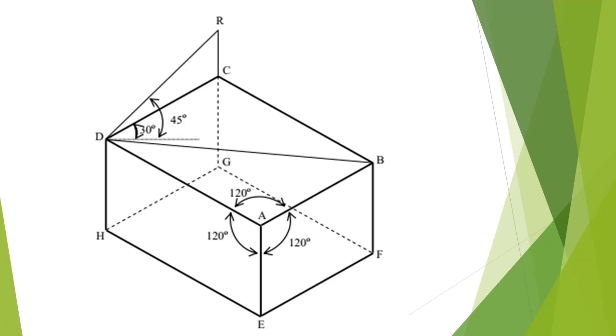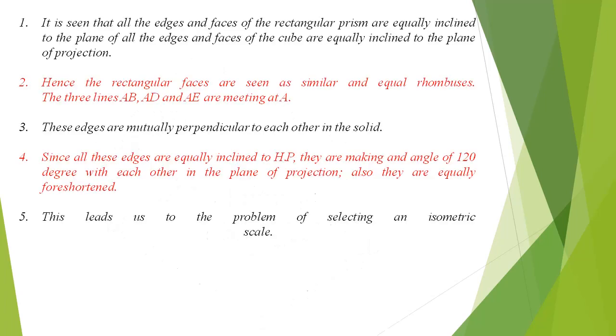4. Since all these edges are equally inclined to horizontal plane, they are making an angle of 120 degrees with each other in the plane of projection, also they are equally foreshortened. 5. This leads us to the problem of selecting an isometric scale. These points are explained in earlier slides.